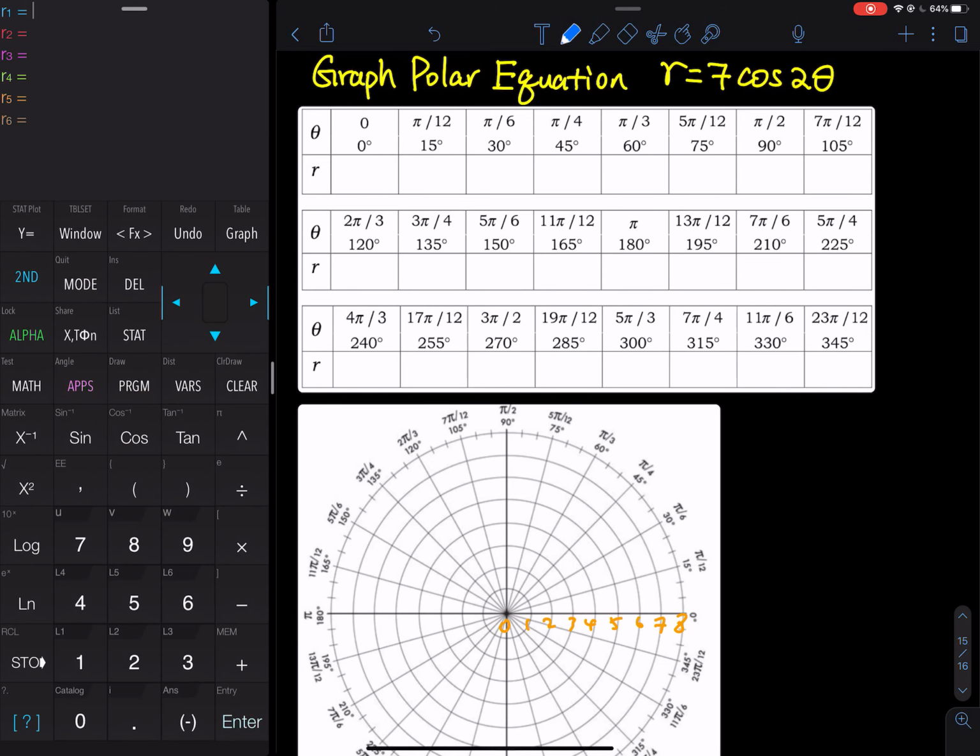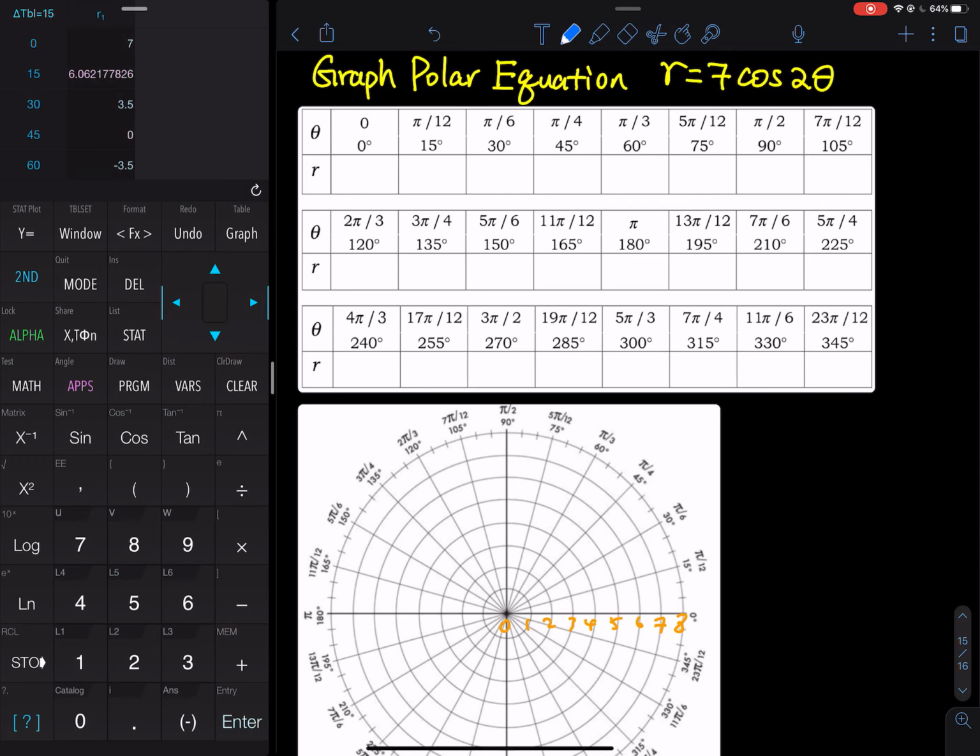So 7 times cosine of 2 theta. Just hit the X key, you will get the theta. So this is done, and then we have to set up the table. So go to second window. Make sure the table starts at 0. The increment is 15 degrees on our table. And then you go to second graph, you see all the table values, right?